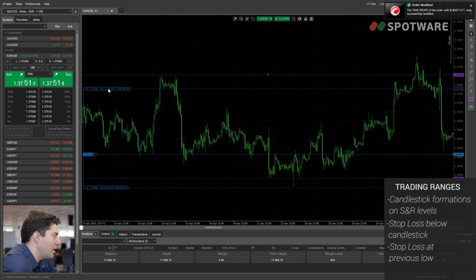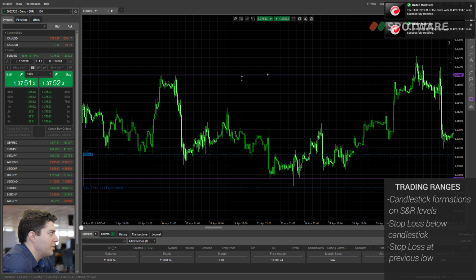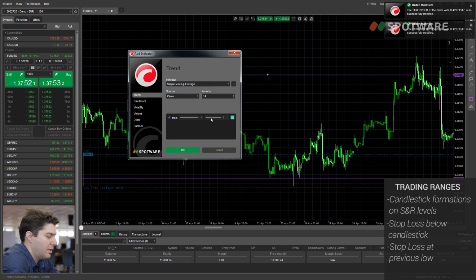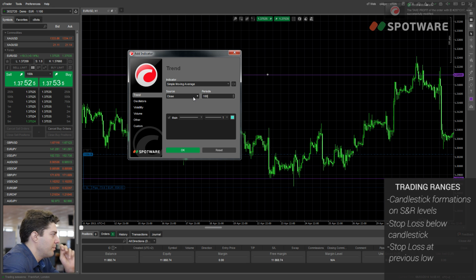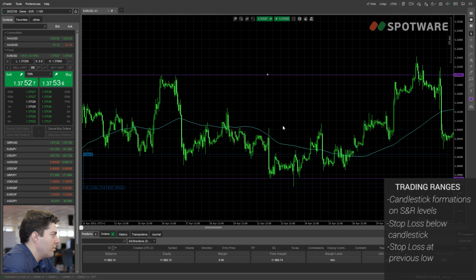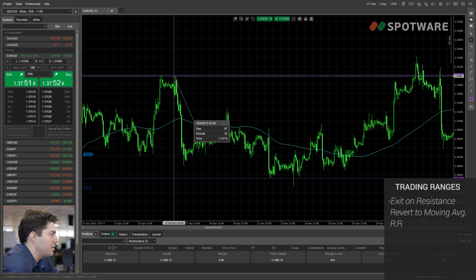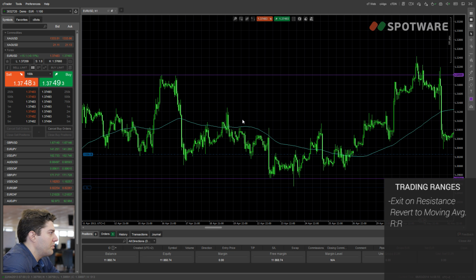We can go 1-to-1 risk-reward ratio at 73 pips. Or we can do a mean reverse strategy. We can draw a simple moving average. Let's go 100 periods. In this case, it's not a good exit, but sometimes, for example, if we traded this resistance, it's a good exit to exit on the reverse in the moving average. So this is usually how we trade a range.